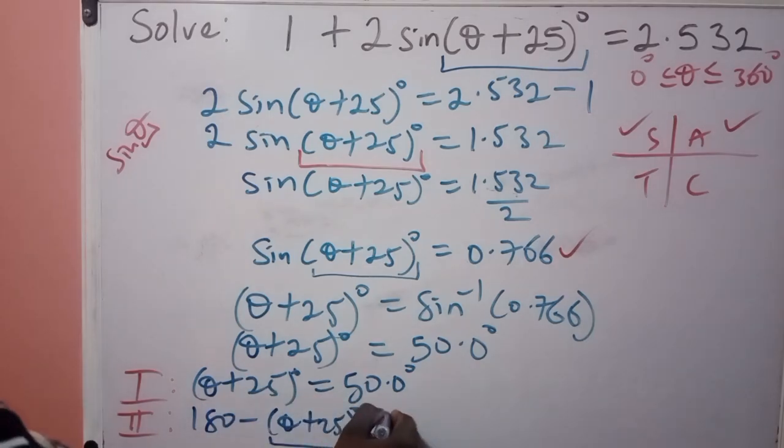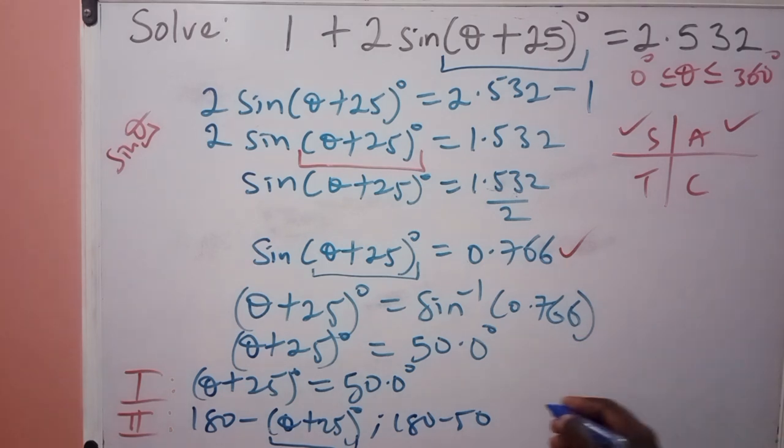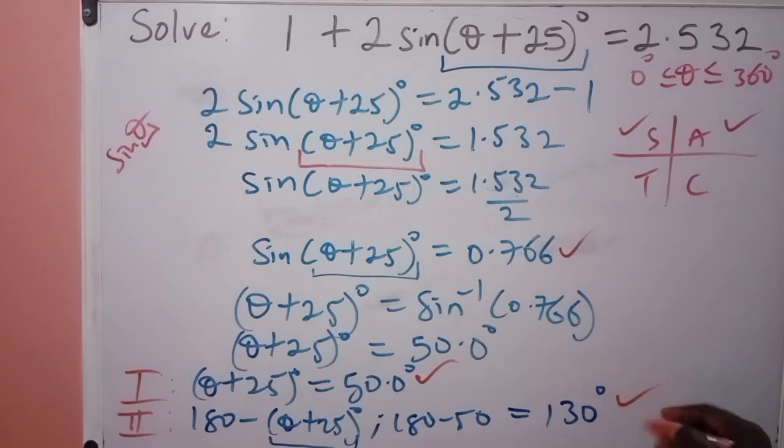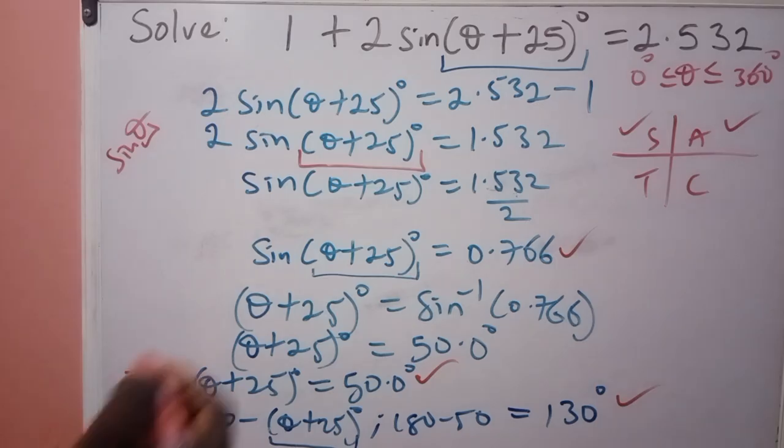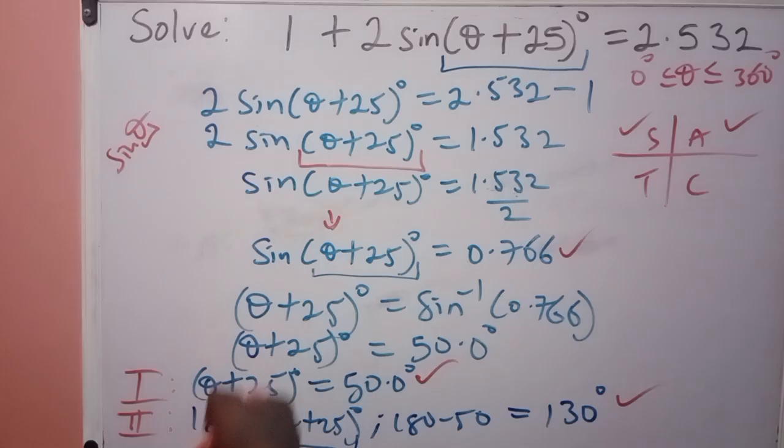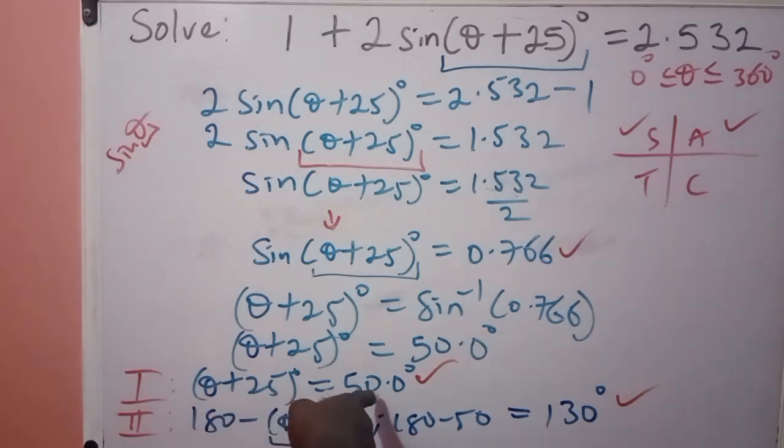So in this case now, we'll be having 180 minus 50, and that will be 130. Now, I want to also clarify something. What you have gotten as both of these answers was the value for theta plus 25, which was the angle associated with sine. This is not the value for this particular theta here. This theta you are seeing here is not 50. This answer here was for theta plus 25.